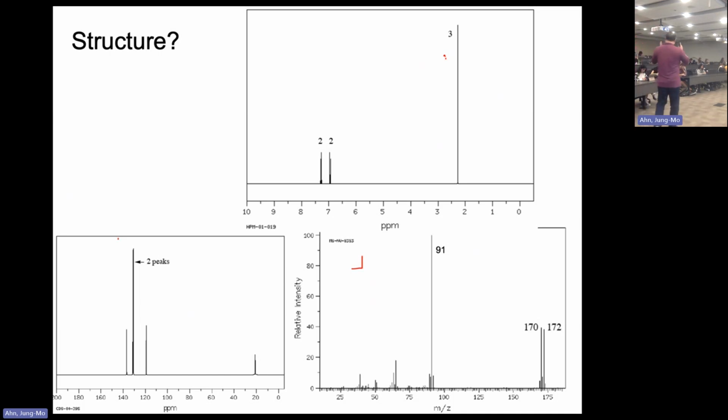And then what else should you pay attention to for this one? The 2 peaks are doublets. If it shows like this, that means it's a para-substituted benzene, right? It's a para-substituted benzene.